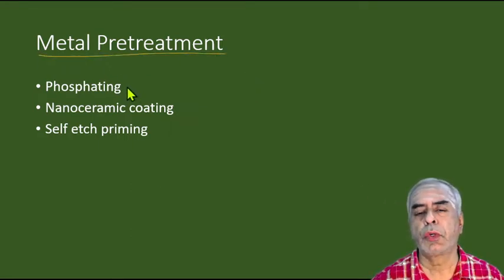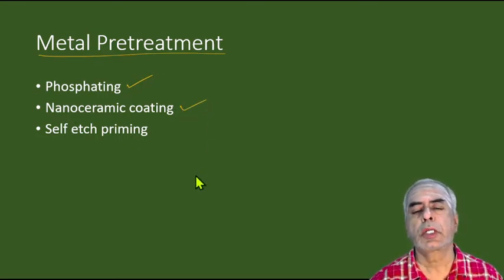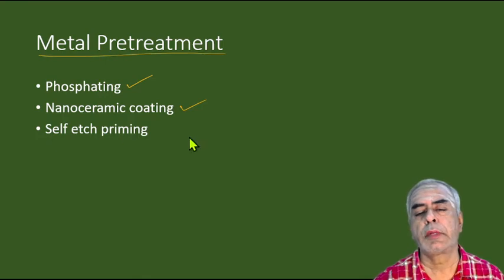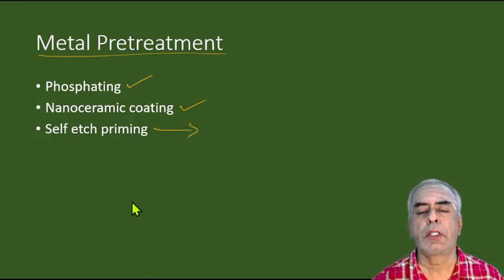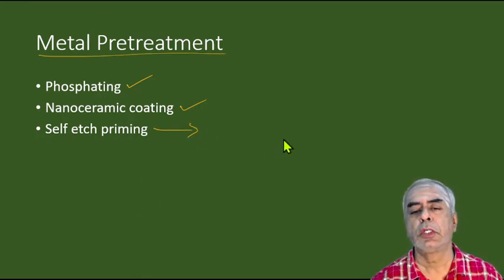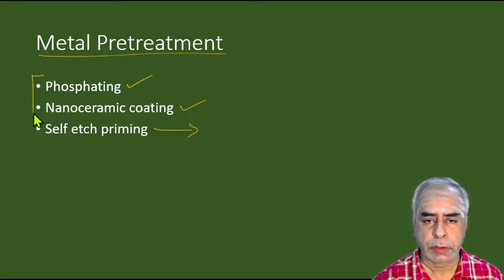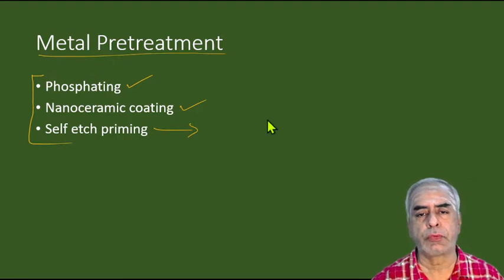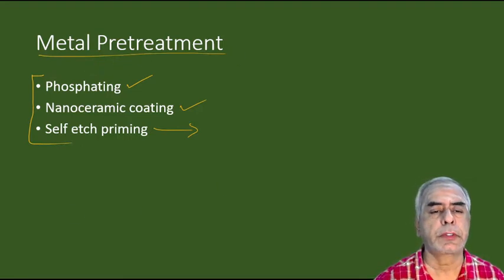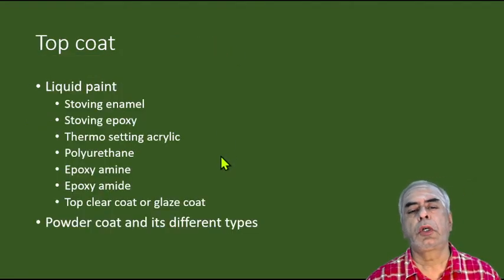Either you can go for zinc phosphating, or you can go for nano ceramic coating, and sometimes some people prefer self-etch priming, as in the case of non-ferrous metal. In fact, we give consultancy services for all these kinds of metal pre-treatment. And then the top coat.